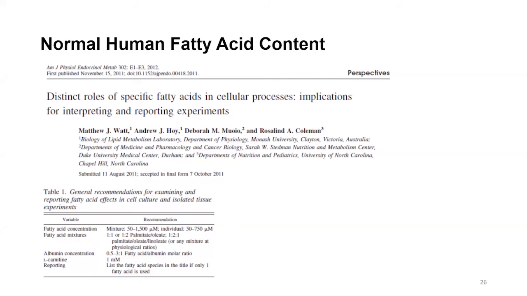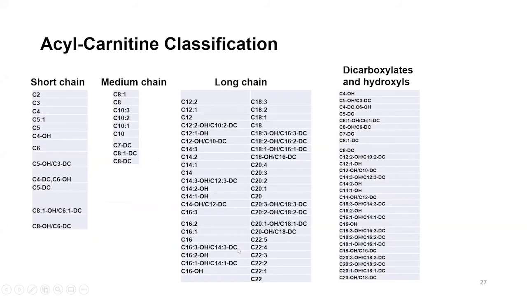And it turns out that just adding palmitic acid has a tendency to activate stress kinases and stress pathways, which normally wouldn't happen in a normal cell because there's a mixture of different saturated and unsaturated fatty acids. So that's my soapbox. I'll get off of it now.